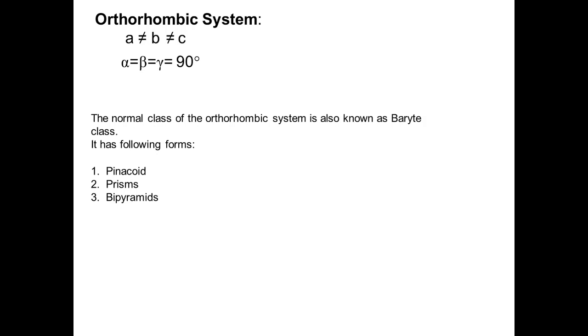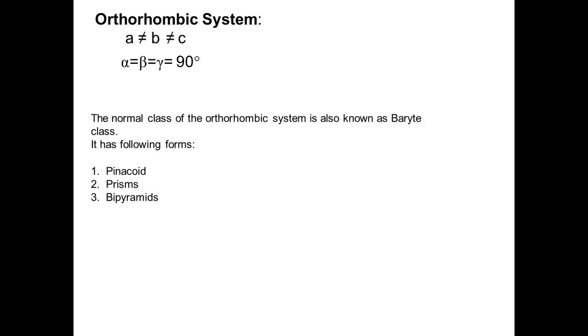So, in the orthorhombic system, as I previously mentioned, none of the axes are equal in size, but they are all placed perpendicularly to each other. So we have the notation a is not equal to b is not equal to c, but alpha, beta and gamma are equal to each other and they all are 90 degrees. We'll have a look at its axes in a moment.